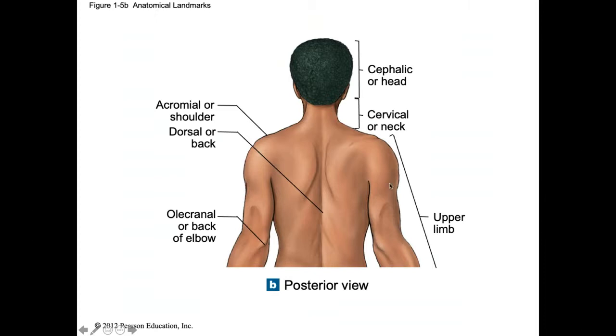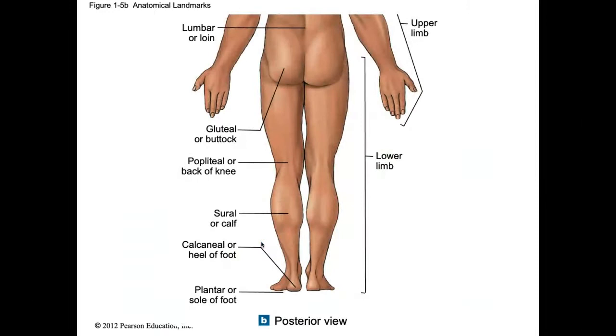Again, the head is cephalic, the neck is cervical. This is the upper extremity or upper limb. The highest point of the shoulder is called the acromial. The back is called dorsal, like a dorsal fin of a dolphin, right? Dorsal is the back. The back of the elbow is called the olecranon. That's the knobby part of the elbow that actually makes contact with a desk or a table if you're leaning on it. The lower back is called the lumbar.